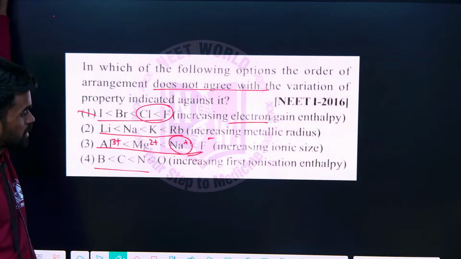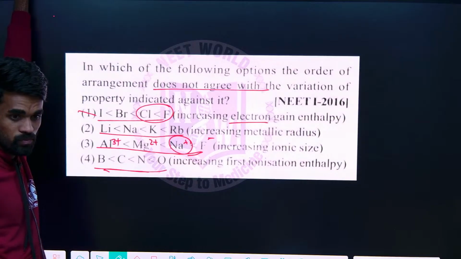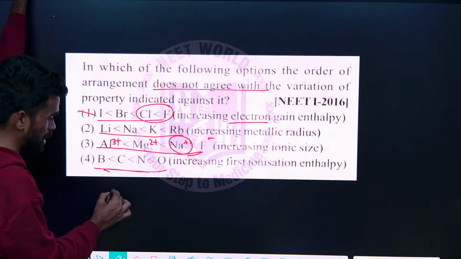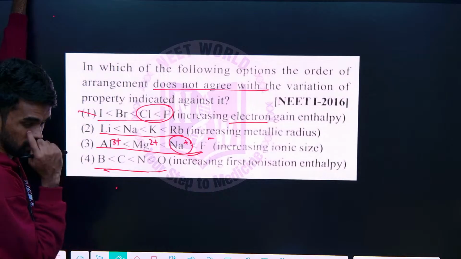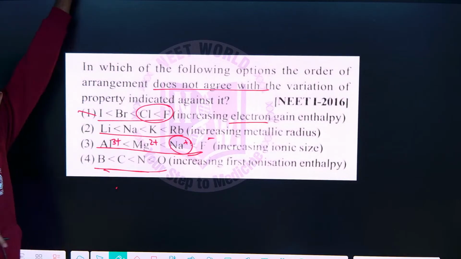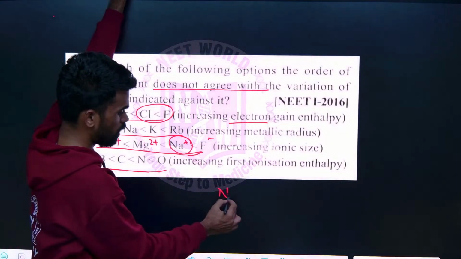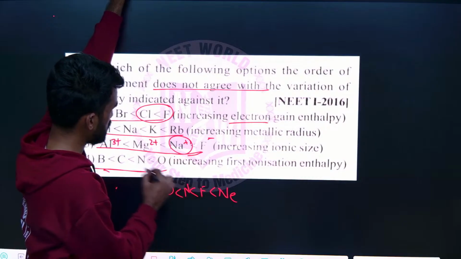Greater first ionization enthalpy between these second period elements now, tell me. What are the second period elements? Lithium, beryllium, tell me that. Which is having maximum? After that? Chlorine. After that? Nitrogen. Nitrogen. After that? But what they mentioned?